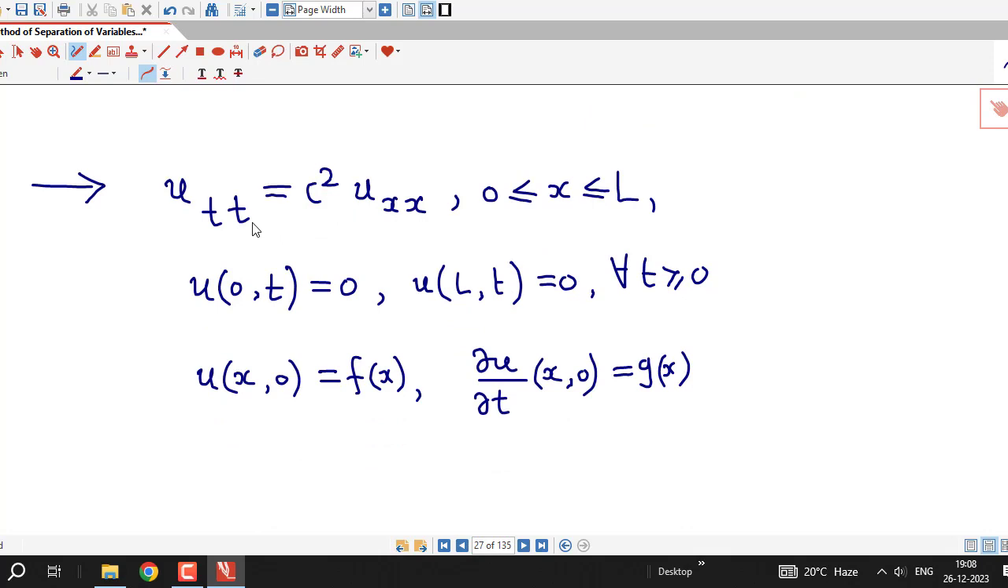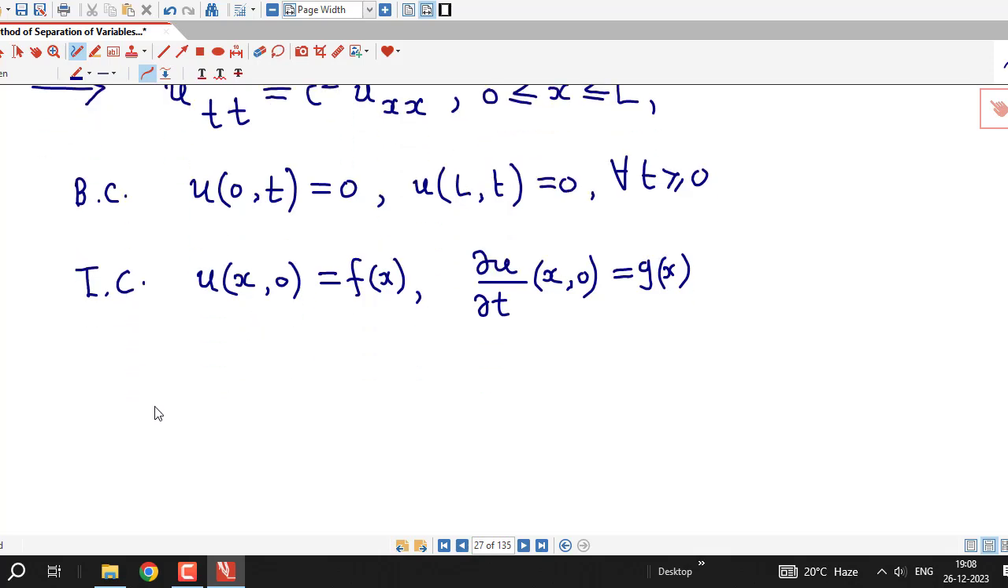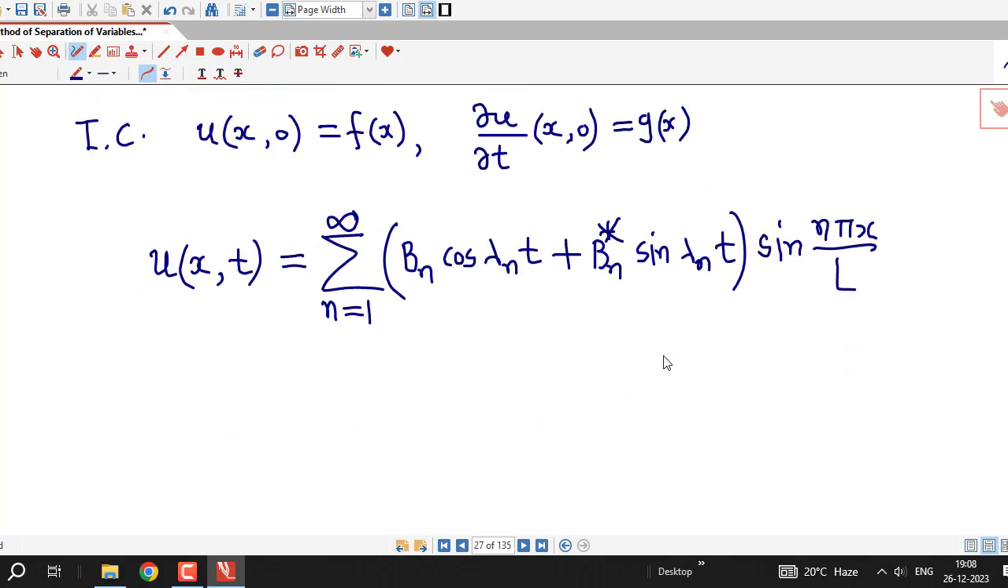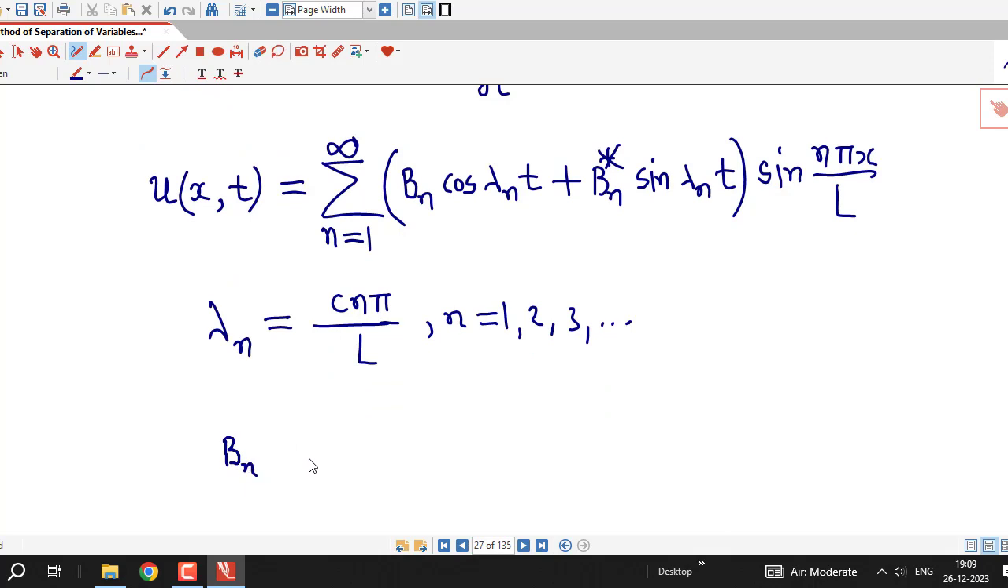This is the wave equation with these two boundary conditions and these two initial conditions, and we have discussed in lecture number 1 that the solution of this boundary value problem is given by u(x,t) equal to sigma n equal to 1 to infinity, Bn cosine of lambda n t plus Bn star sine of lambda n t, this into the bracket, times sine n pi x over L, where lambda n are nothing but eigenvalues given by c n pi over L, and n is from 1 to 3 and so on. And Bn and Bn star are given by this formula.